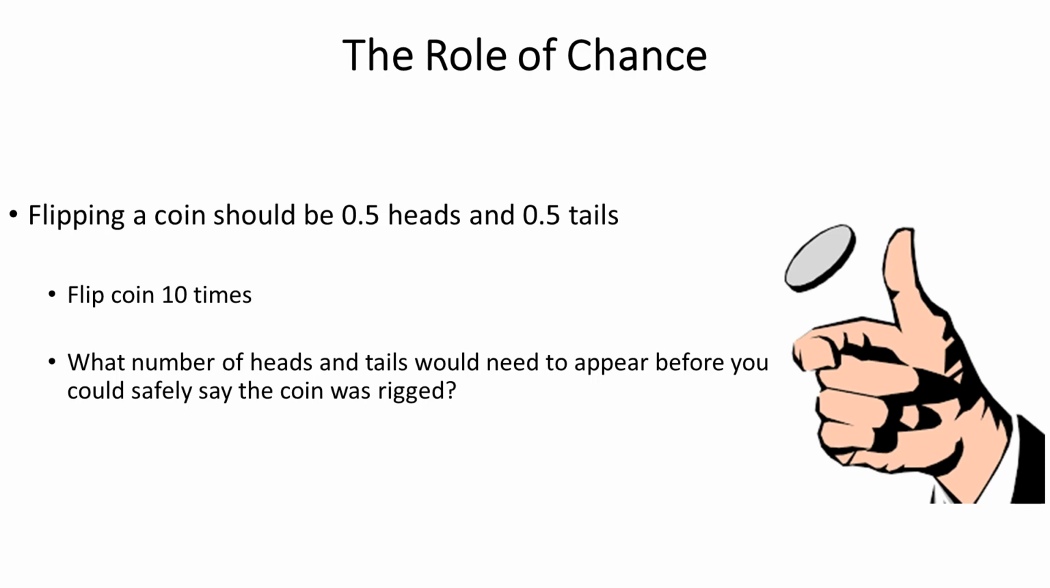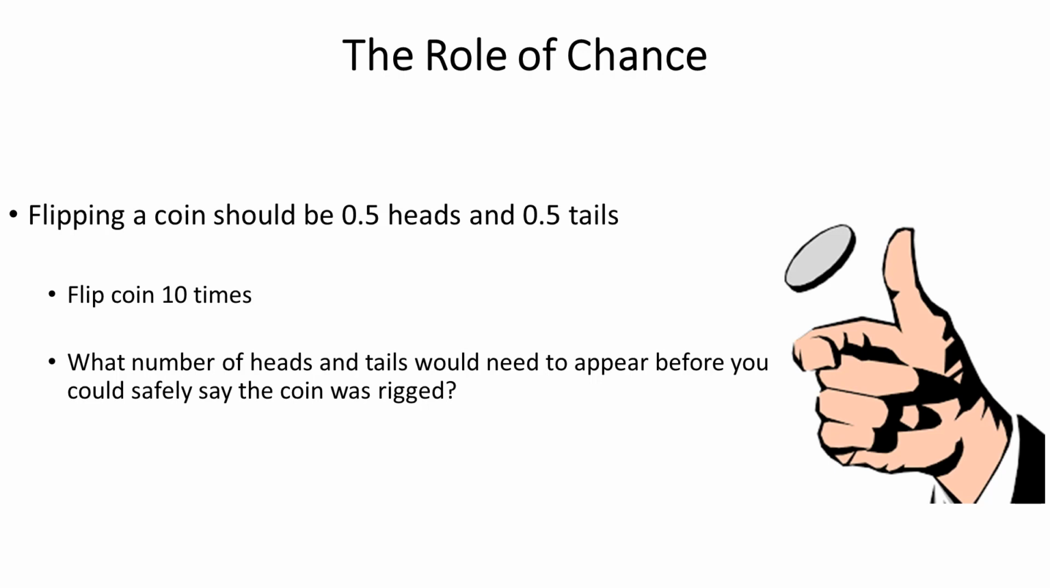If you took a coin and you flipped it 10 times, you would expect about 5 heads or 5 tails, right? So the chance of getting a heads or a tails is 50-50. If you flip the coin 10 times, you would expect 5 heads and 5 tails. But you flip the coin a number of different times in your life, and you don't always get 5 heads and 5 tails when you flip a coin.